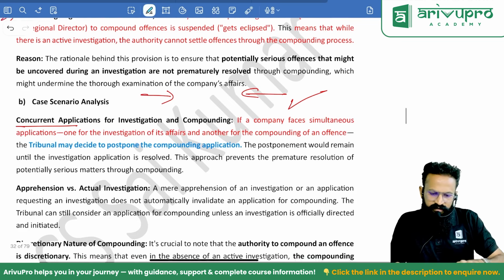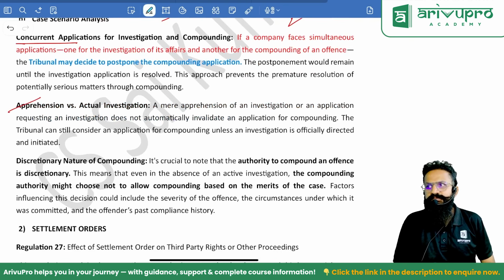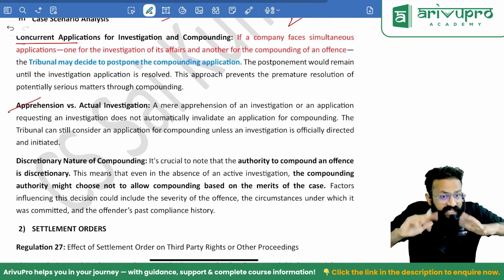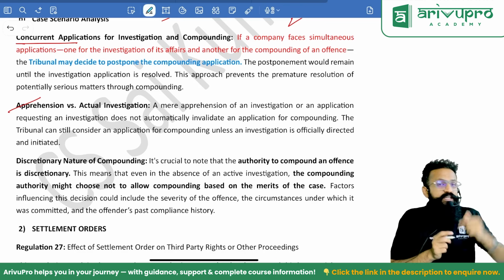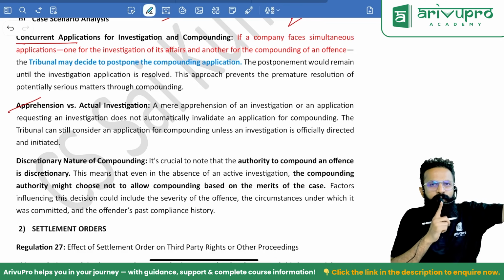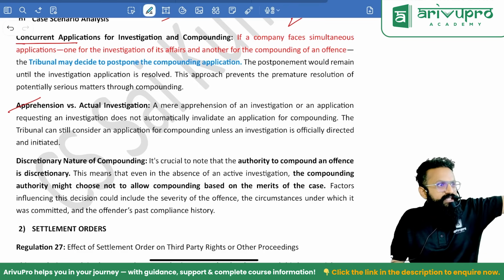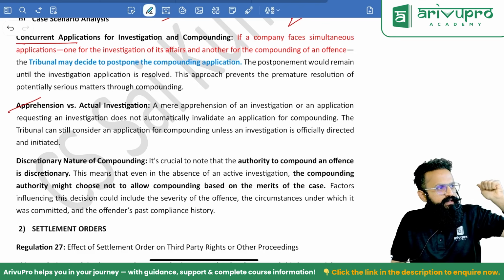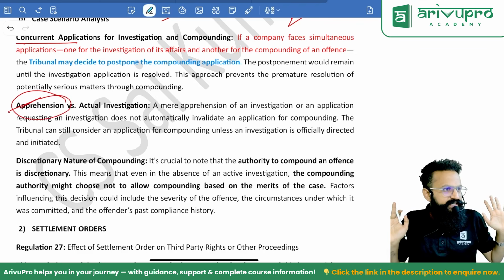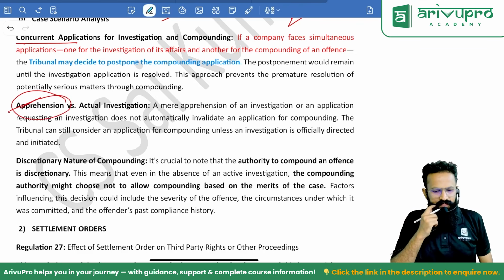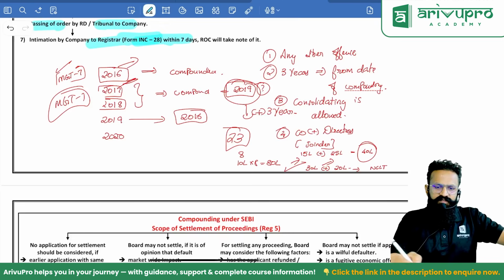Understood? Okay. Third one, apprehension versus actual investigation. What do you mean by apprehension? Meaning we are thinking to investigate, but have not started. So the thought of investigation versus compounding. Which one will prevail? Compounding. Apprehension means, people, nothing solid yet. Understood? So three scenarios, that is what they have given in this complicated manner.